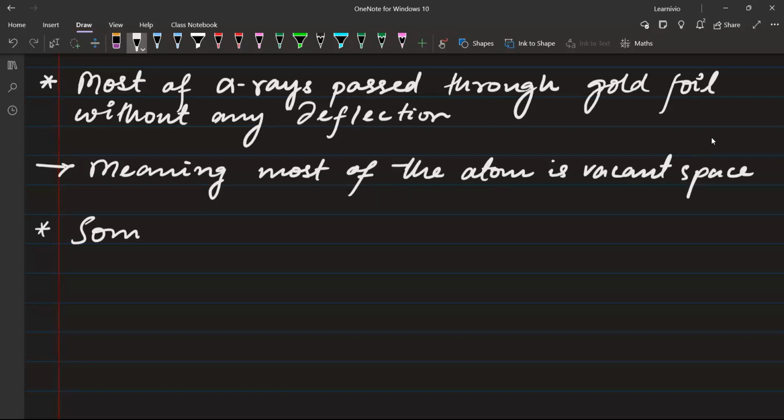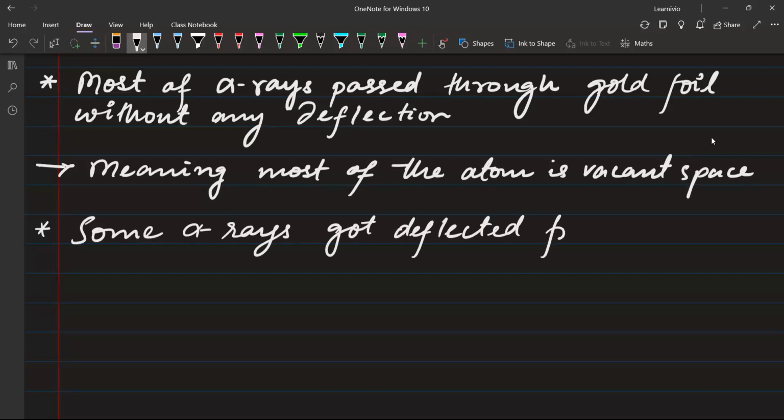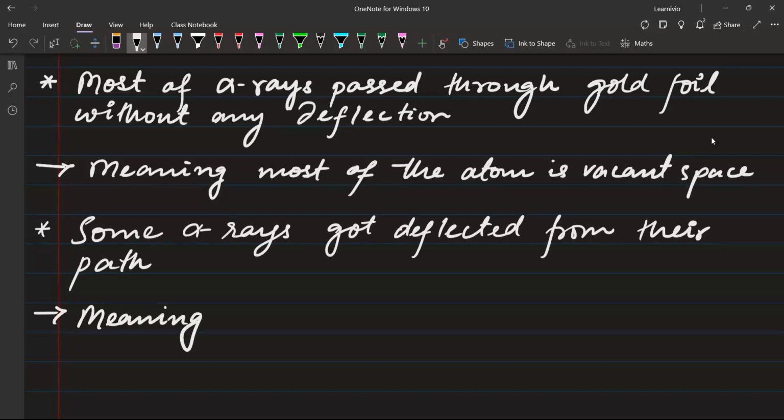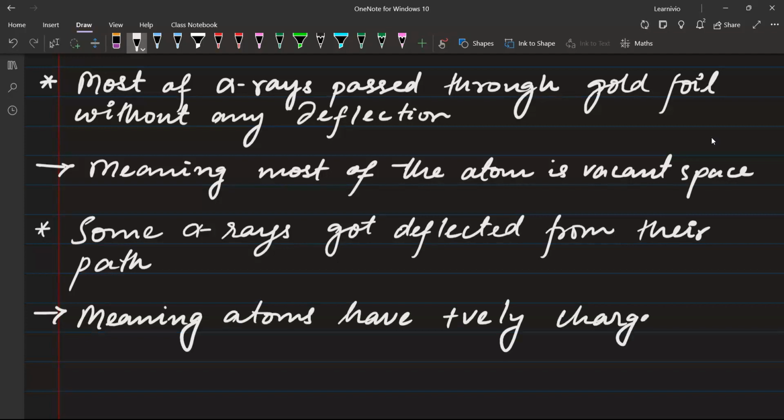Some alpha rays got deflected from their path. It would mean, meaning, atoms have positively charged nucleus.